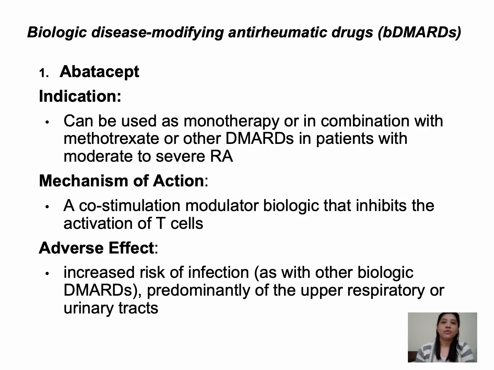Now, let's go to biologic DMARDs. Number 1 will be abatacept. Its indication: it can be used as monotherapy or in combination with methotrexate or other DMARDs in patients with moderate to severe RA. Its mechanism of action: it is a co-stimulation modulator that inhibits activation of T cells. Its adverse effects: it increases the risk of infection, predominantly upper respiratory tract infection.